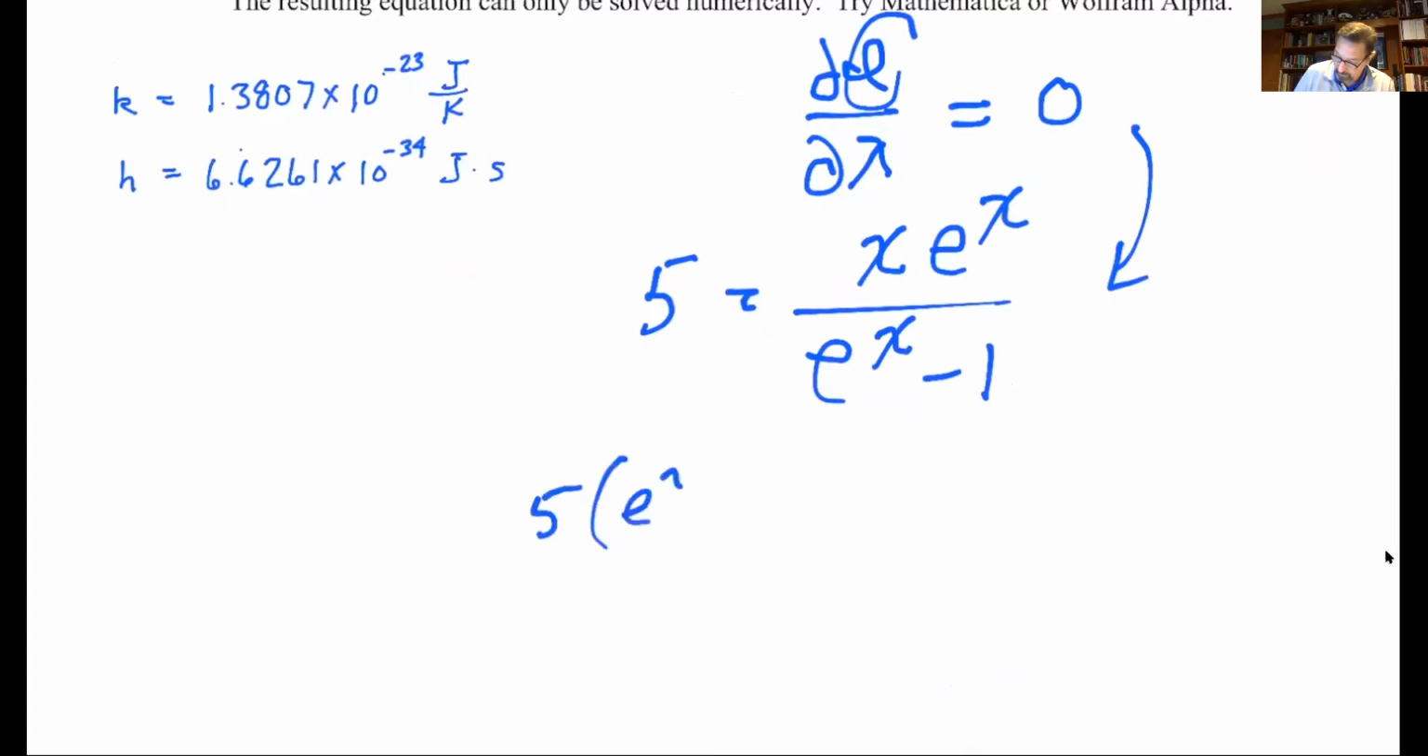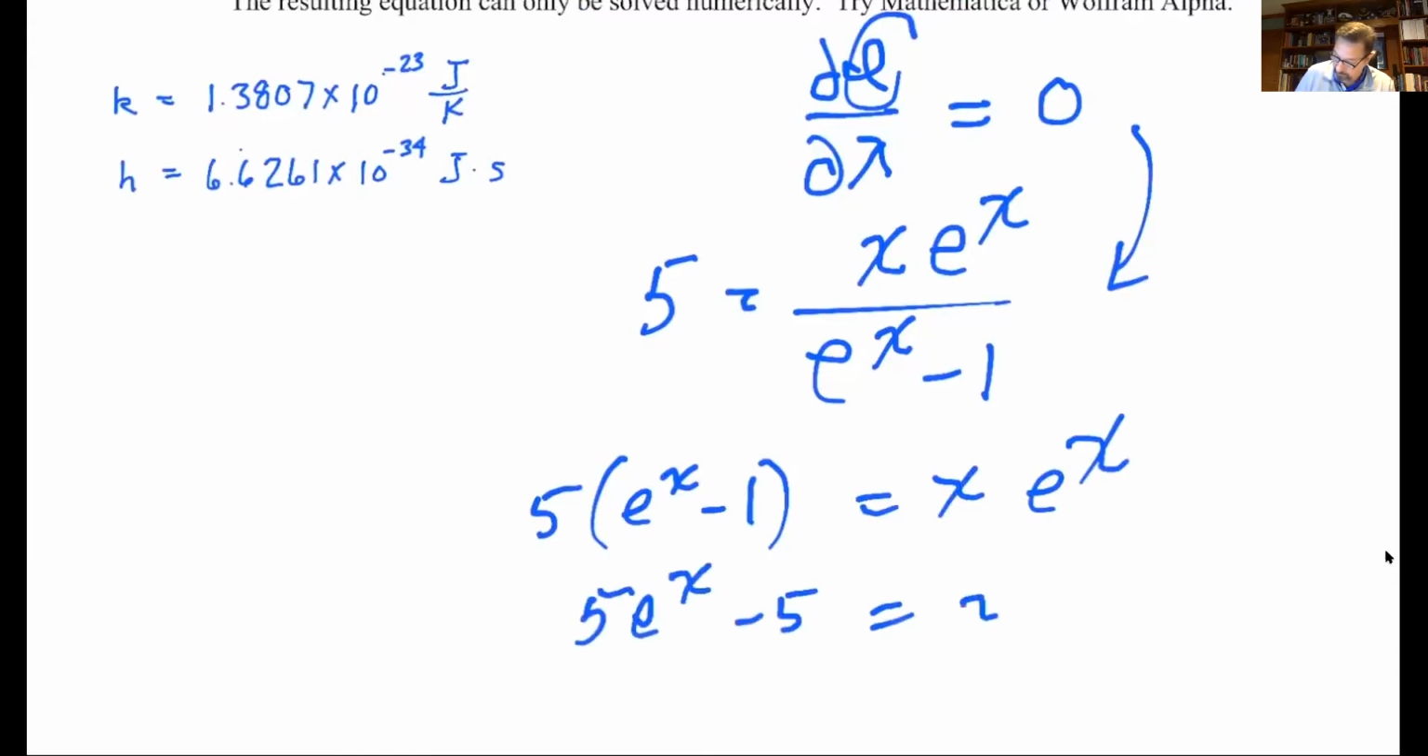5 times (e^x minus 1) is equal to x e^x. And so you get 5 e^x minus 5 is equal to x e^x. Do you divide by e^x? I'm not sure that's going to get you to a right answer, though, because of that multiplication. I think this is something called an equation that can only be solved by numerical iteration. See, this term right here is different from that term.